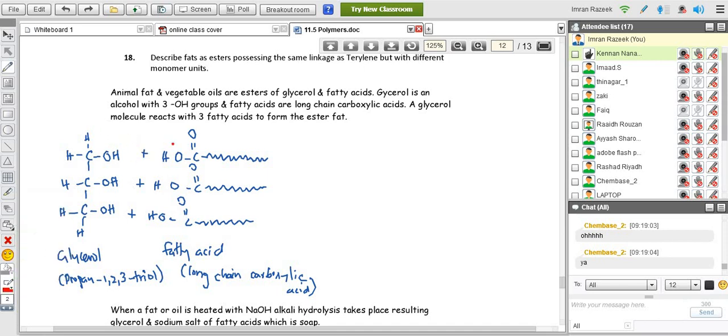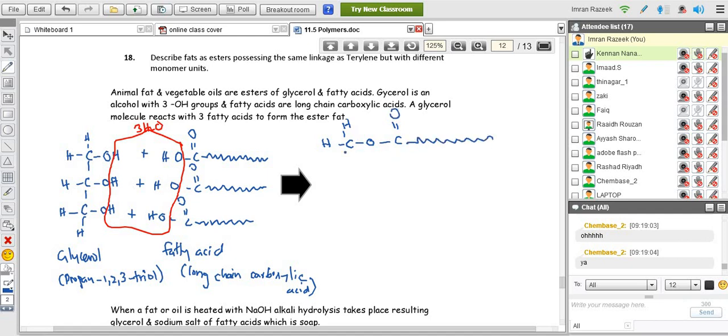Esterification takes place. OH is removed from the carboxylic acid, and H is removed from the alcohol. 3 water molecules are removed, and that will give you the ester, which is fat. Fat is in solid form; in liquid form, that is oil, right? So this is the structure of fat or oil. That's also a condensation polymer.